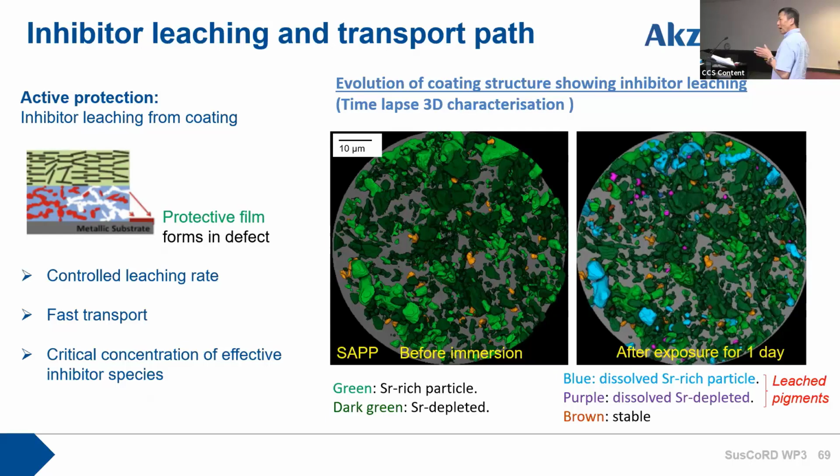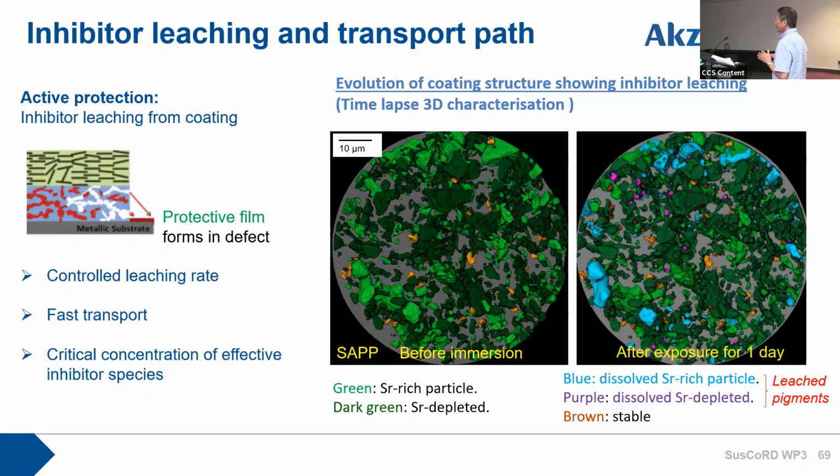You would like to have the inhibitor which can provide corrosion protection to be leached out at a controlled rate. You don't want to have such species be leached out possibly after 1 month. And also, you would like to have the situation where the transport path is available, therefore the transport is fast. If there is a defect area, the effective species can be quickly transported to the location which is needed and reach a critical concentration. So therefore, a protective film can be formed.